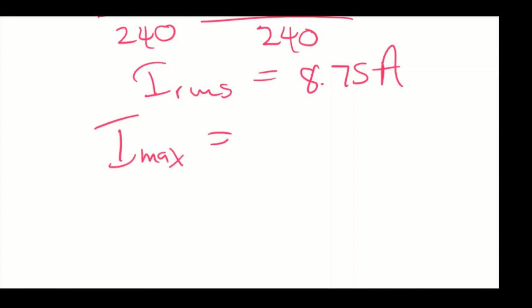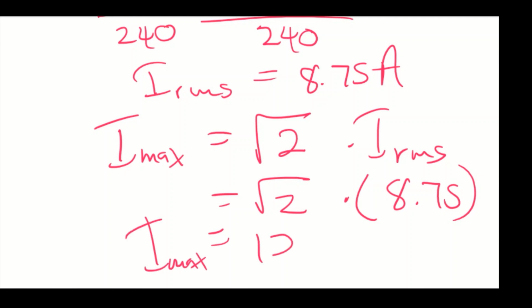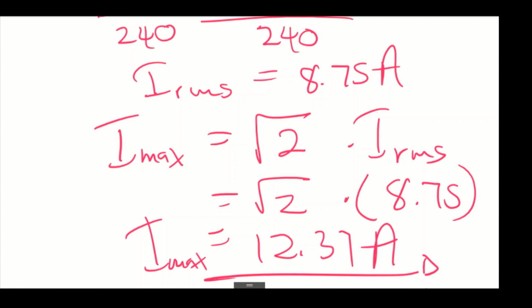So this you'll find at the back of your question paper, the equation for Imax. It looks like this. So now we're just going to write root 2 multiplied by your I RMS, which is 8.75, and then your Imax is equal to 12.37 amperes. So this is the maximum current that is circulating.